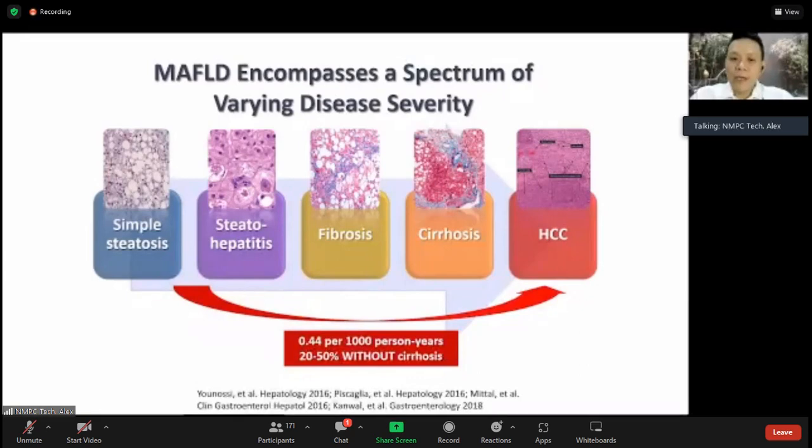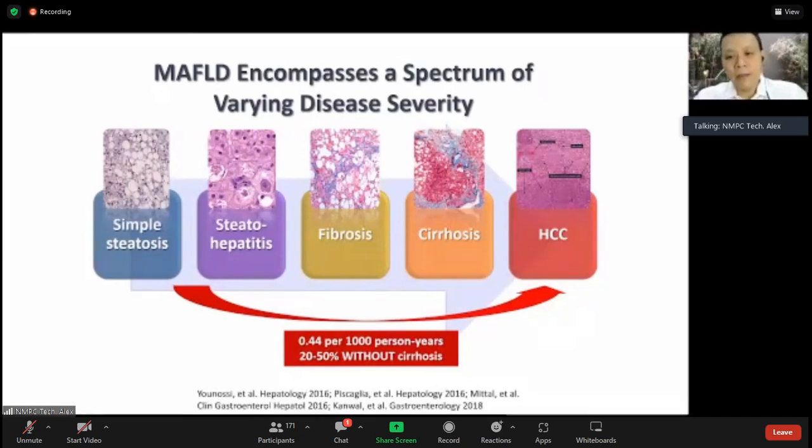Now, HCC, what about HCC? In hepatocellular carcinoma formation, it used to be that we thought that only patients with cirrhosis will develop HCC. But now we know that it's not true. Even patients without cirrhosis can develop HCC. In some studies, it's as much as 50% of patients with HCC because of fatty liver disease. When they did the liver biopsy, they did not find any cirrhosis.